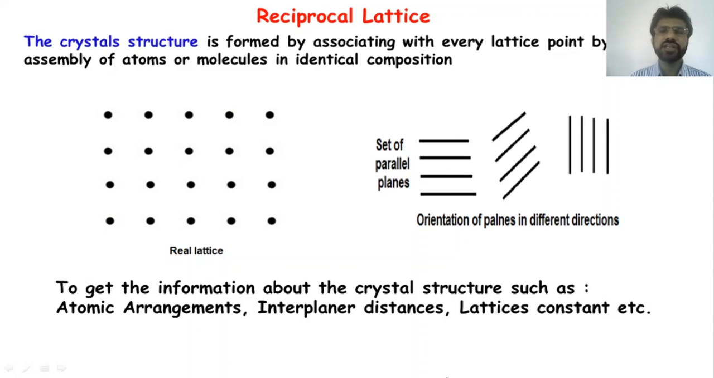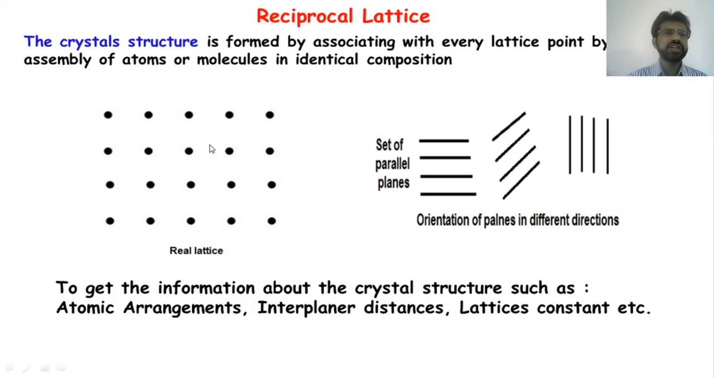Students, in the first lecture we have seen about the lattice points and the basis, and also the formation of the crystal structure. We have seen that the crystal structure is formed by associating with every lattice point a unit assembly of atoms or molecules in identical position.